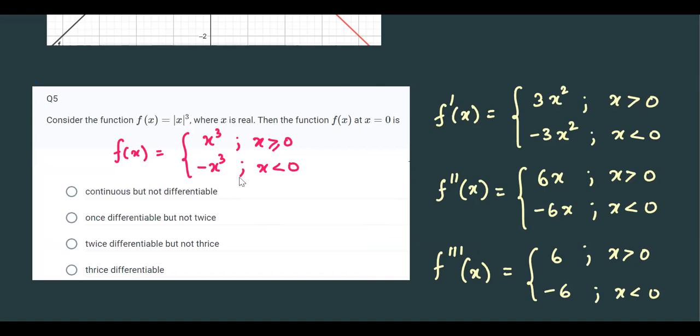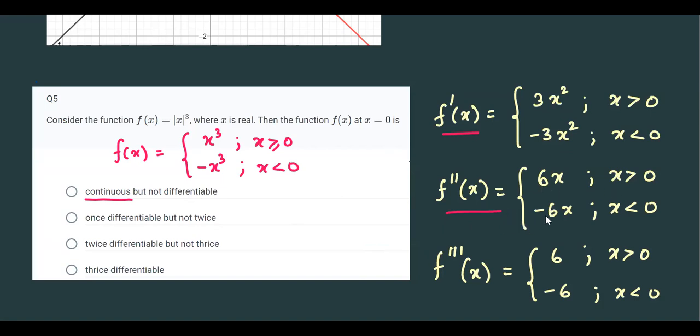See, this function is continuous. The question asked is whether the function is continuous. Function is continuous. Why? Because for x tending to 0 minus, it is 0. For x tending to 0 plus, it is 0. And the function value is 0. So function is continuous. First derivative, f dash of 0 plus is 3 into 0 square, which is 0. F dash of 0 minus is 3 into 0 square, which is 0. So left hand derivative is equal to the right hand derivative.